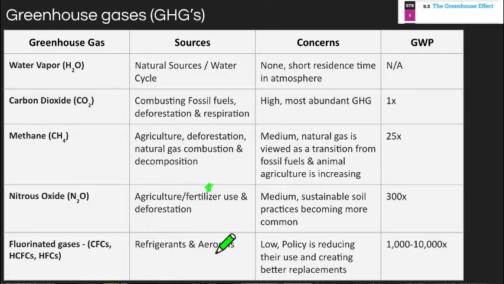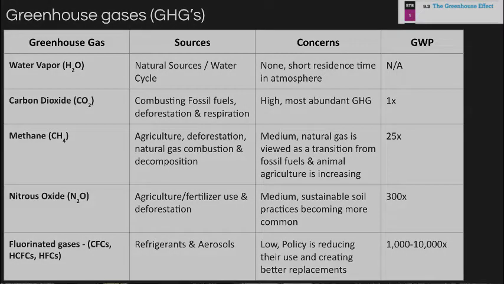And then CFCs have been regulated by the Montreal Protocol. Refrigerants and aerosols. The regular CFCs have been regulated. Now we're working on other molecules like HCFCs and other variants of that that are still contributing to climate, but are just less harmful to the ozone. And again, the warming potential is large there.